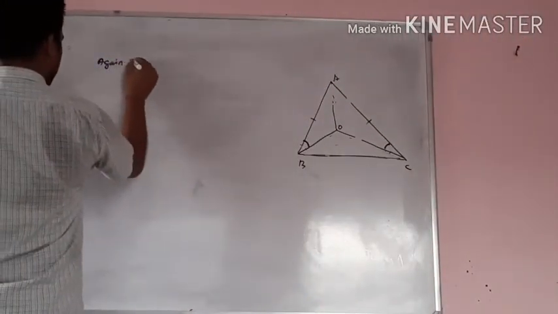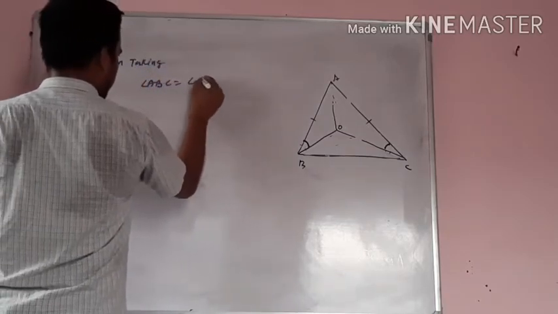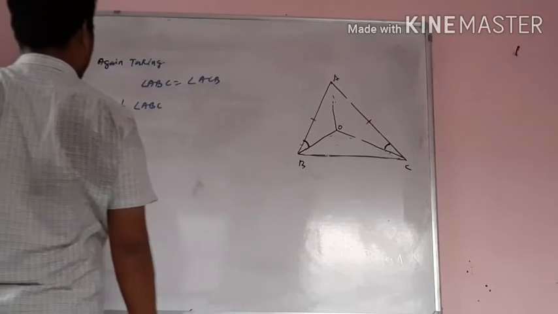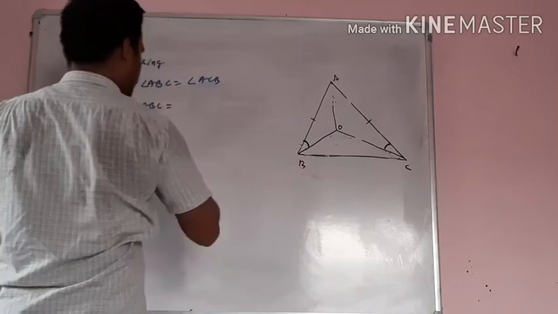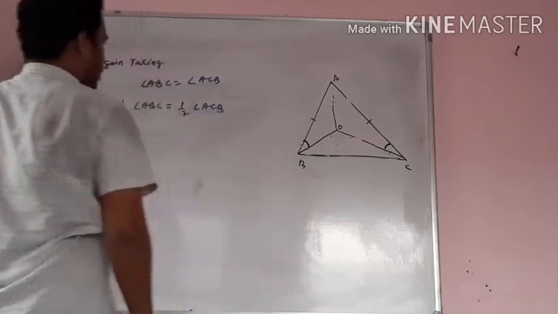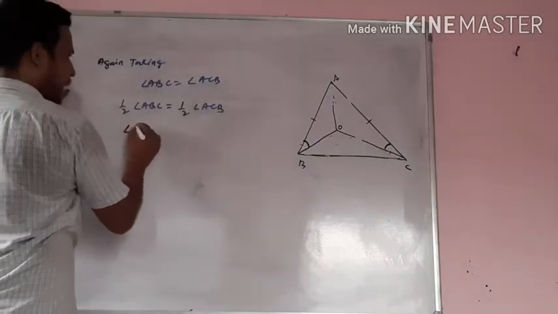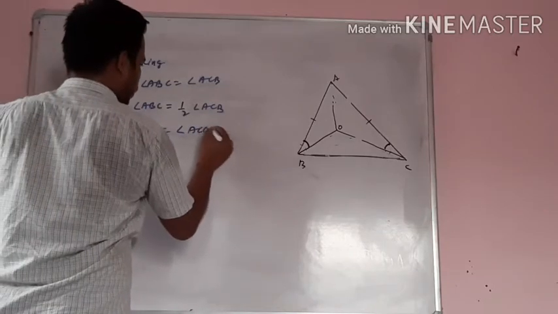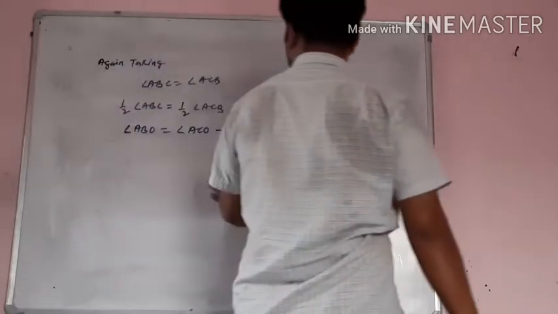Again taking angle ABC equals to angle ACB, half of angle ABC and half of angle ACB will be what? Angle ABO equals to angle ACO. Consider this is 2.